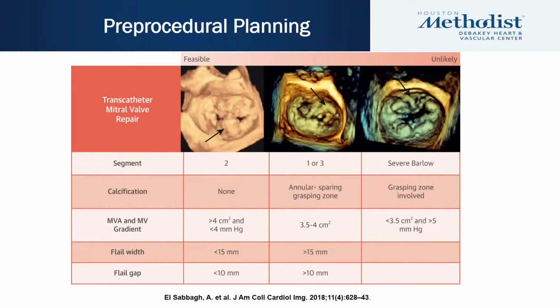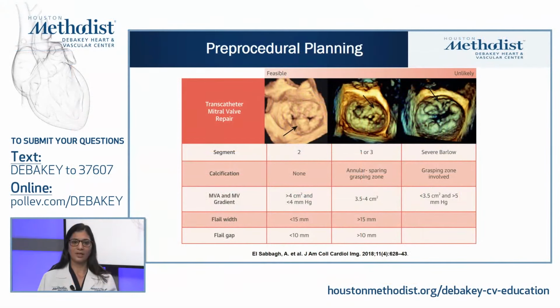This diagram shows us some of the favorable anatomical characteristics when evaluating patients for transcatheter edge-to-edge repair of the mitral valve. Some of the favorable anatomical characteristics which translate to feasible interventions include pathologies that include the A2-P2 segments, lack of calcifications in the clip grasping zone, a mitral valve area of more than 4 centimeters squared, a flail width of less than 15 millimeters, and a flail gap of less than 10 millimeters.